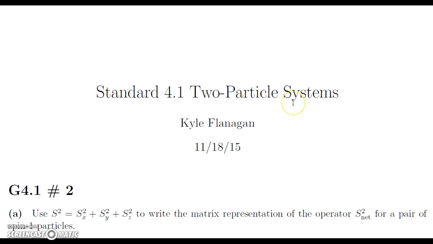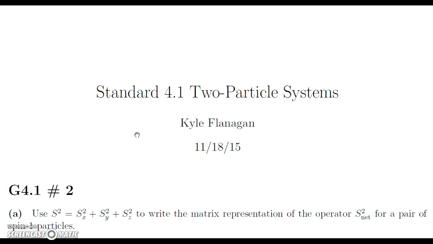Hello, we're going to be doing standard 4.1, which is on two-particle systems, and I'll be looking at problem number 2 from this section that Josh Grossman suggested. Part 8 of this problem asks us to use the S squared operator, which is equal to Sx squared plus Sy squared plus Sz squared, to write the matrix representation of the operator S net squared for a pair of spin 1 particles.